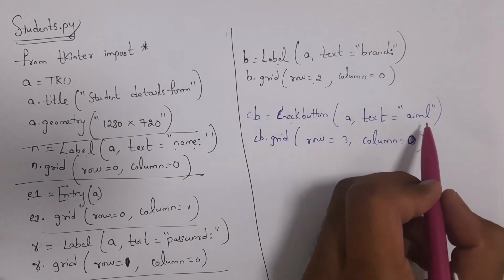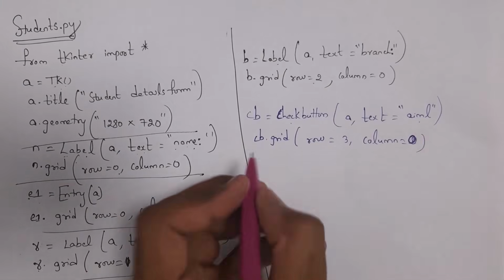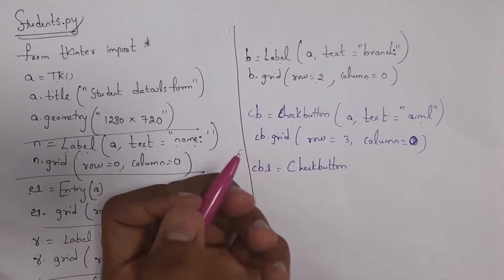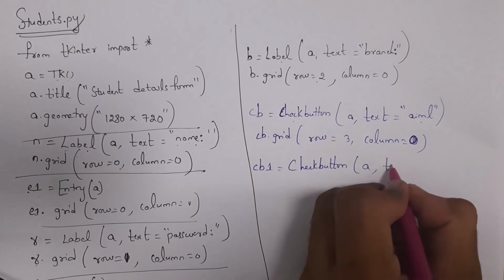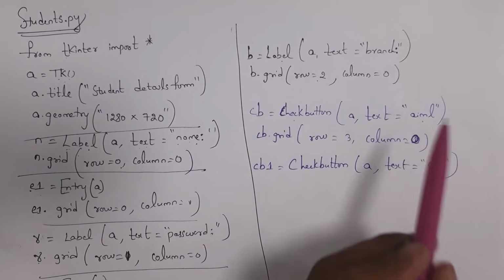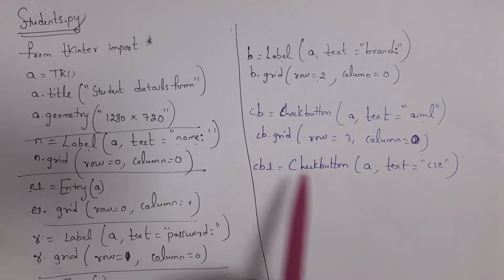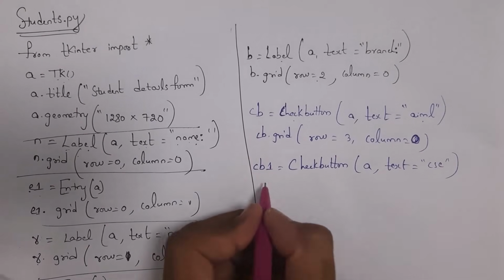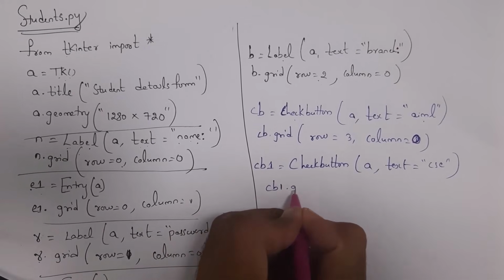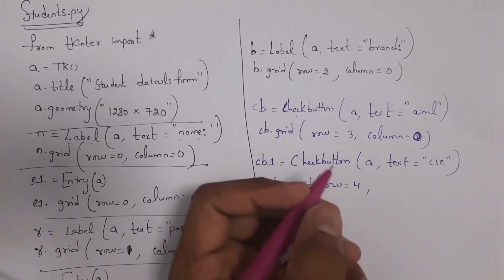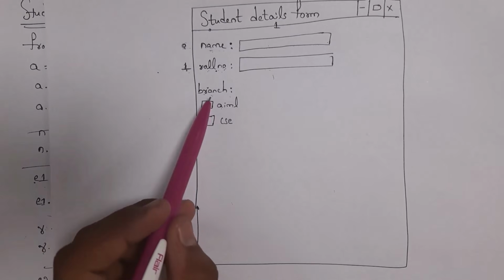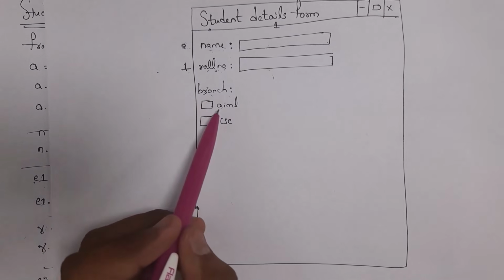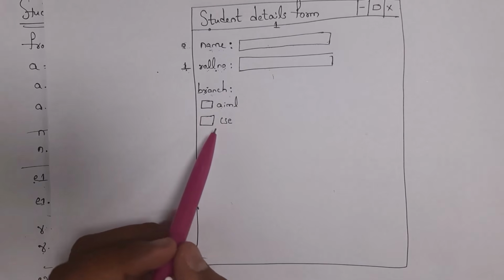I want to create another check button. That check button name is CSC. So just write here cb1 equal to Checkbutton, C is a capital letter, (A, text="CSC"). After the AIML check button, I want to place the CSC check button. So write cb1.grid(row=4, column=0). Whenever I run this code, it will create Branch, which is a label, and next it will create two check buttons. One check button name is AIML and the next is CSC.